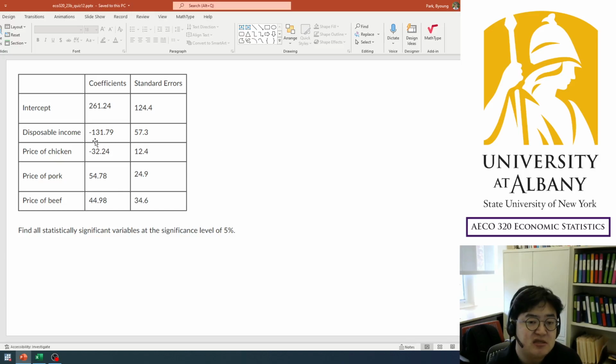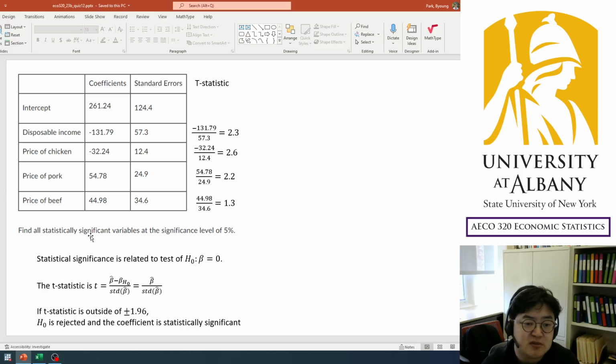What is interesting is this is negative, right? As income increases, chicken consumption decreases, so from the microeconomic standpoint, the income effect is negative. So maybe chicken is an inferior good. If you are richer, then you may consume more steak than chicken, maybe. I don't know. But anyhow, the data are fake. What we need is to find all statistically significant variables at the significance level of 5%.